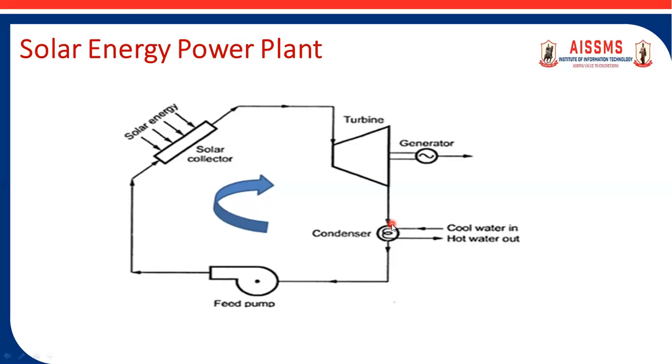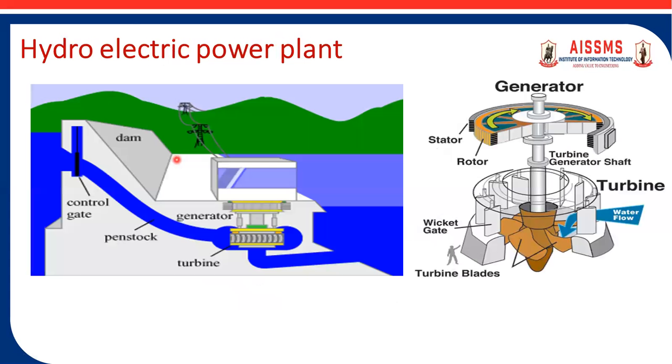Then some disadvantages: solar energy is dilute in form and spread out. That's why solar flat plate collectors are used, and they are a bit costly. This is one of the disadvantages of a solar energy power plant. Then, the intensity of solar energy is weather dependent, so one cannot expect a continuous supply of solar energy throughout the day. So these are some limitations of the solar energy power plant.